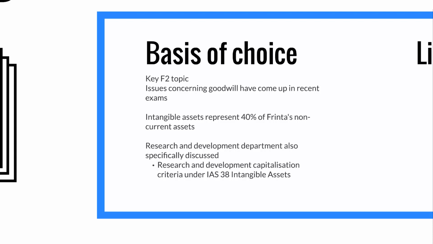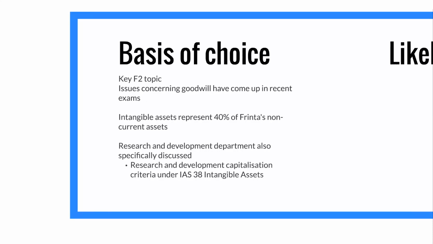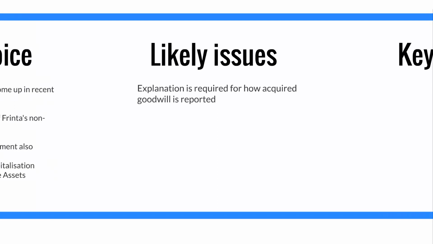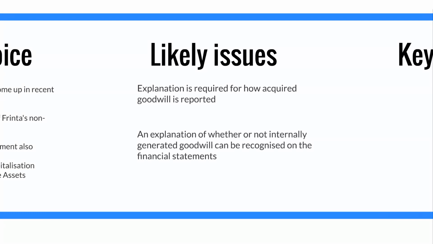It has also been told to have a specific research and development department, and with research and development and the capitalization of those expenses, you need to know the criteria for capitalizing those expenses under IAS 38. So you could be expected in that sense to explain how goodwill is reported depending on how it's acquired. If it's purchased goodwill, so through an acquisition, that has different accounting requirements to internal goodwill, which is generated from within the business.